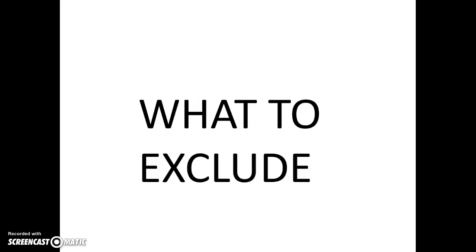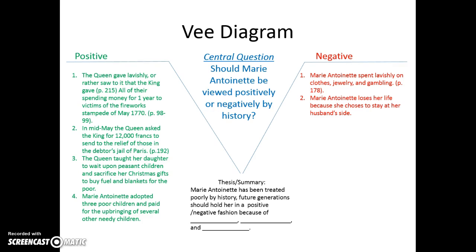Lastly, what do you exclude? I'm going to show you a V diagram that has divided some information about what's positive about her life and what's negative about her life. We will be using this V diagram more throughout the year as you write more and more argumentative prompts.